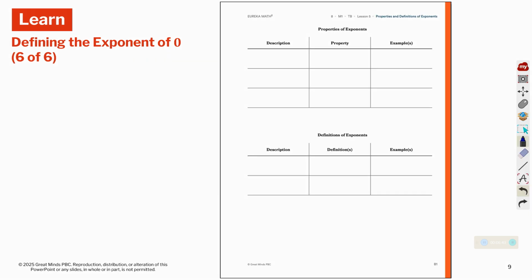So let's add that to page 81. We're going to add the description of the 0 exponent. By definition, anything to the 0 power is 1. Well, it does say for a non-zero. So, for example, 5 to the 0 power is 1.